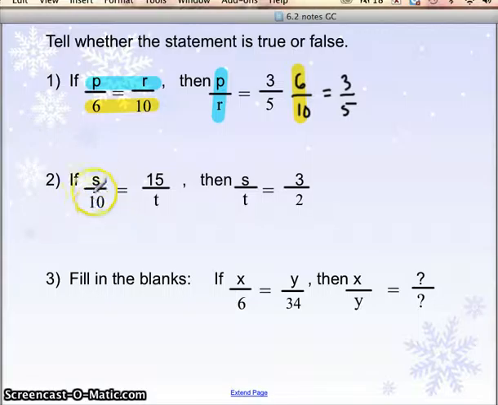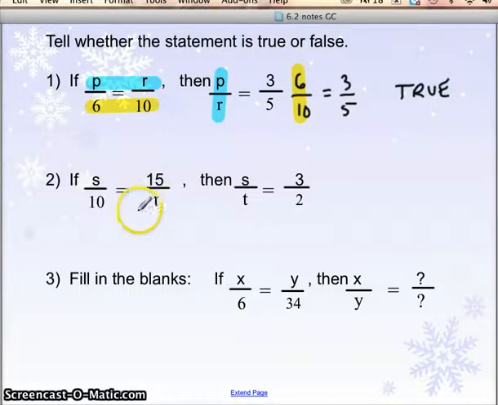What if I flip them? Well, if I flipped this, 10 would go on the top and S would go on the bottom, and that's not happening. Same thing here. If I flip this, T would go on the top, 15 would go on the bottom. That's not happening. So I don't think this is working, but it might help to plug in some numbers. Oh, by the way, this one was true.